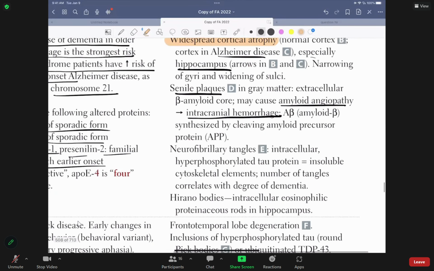But for me, the most important is neurofibrillary tangles. Neurofibrillary tangles are intracellular hyperphosphorylated tau protein. Okay. Now, what do we need to know? The number of tangles correlates with the degree of dementia. What does that mean? Let's say I have a patient who has Alzheimer's, and the patient's family comes and asks me how bad the Alzheimer's is. I would say I need to know the number of neurofibrillary tangles.